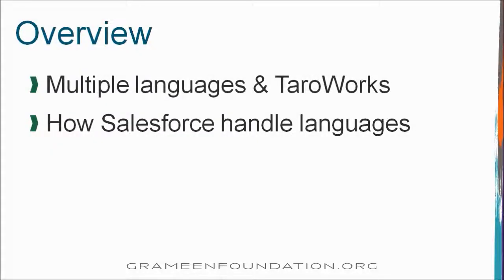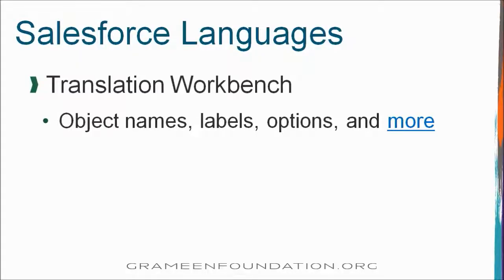In part 1, we talked about how multiple languages work with TaroWorks and how to build jobs and surveys using characters from any language, and how you can change the language on both the Android side and the Salesforce side also. So what we'll talk about this time is how Salesforce handles languages, and we'll combine the learning together. In Salesforce, there's something called the Translation Workbench. It allows you to translate object names, field labels, and options in many different languages. So let's take a look.